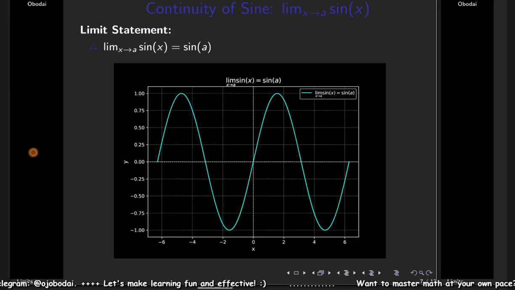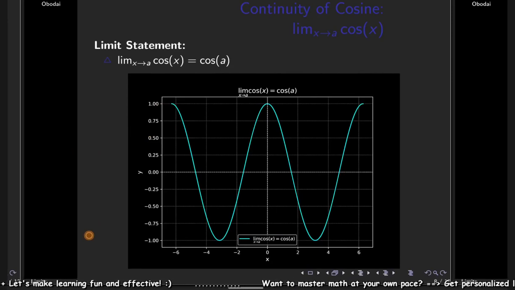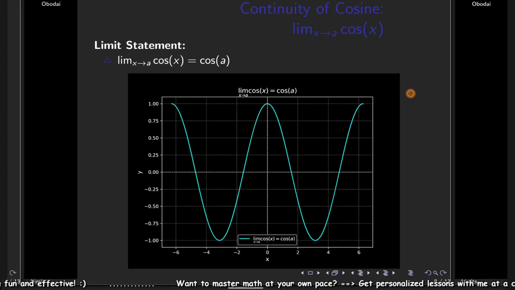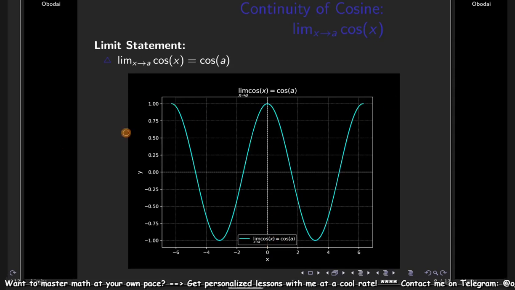Let's take another one. Now this one here is the limit of the cosine of any value. The limit of the cosine of any value is simply the cosine of that value. These two we are looking at, the sine and the cosine, are just like how we did the polynomials. You just substitute the value of a and that will be it. So the limit as x approaches 0 would be 1. You get it? So these ones are just constants that we would have to know.